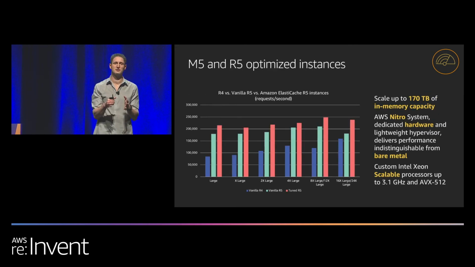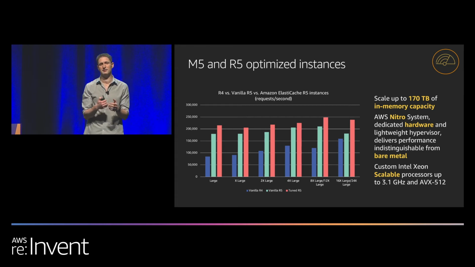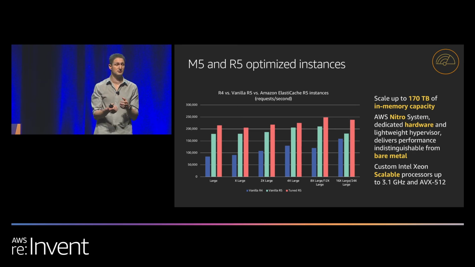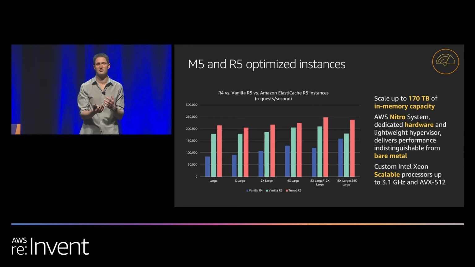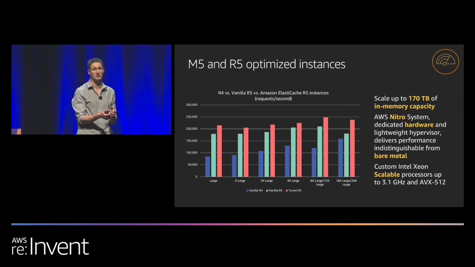Here you have the blue line. The blue line is the R4 instances. Those were pretty strong and popular up until some time ago. And then AWS introduced the Nitro system. I don't know if you have watched Werner's keynote today, but he did talk in more detail on the Nitro system. With the Nitro system, we're able to get from 120,000 requests per second to 200,000 requests per second. That's a significant performance improvement, and this is the 200,000 requests per second that we saw in the demo.